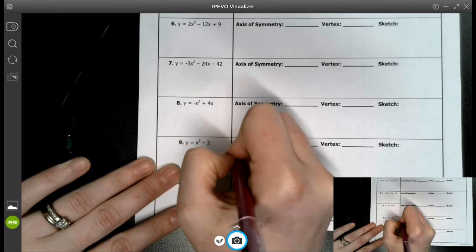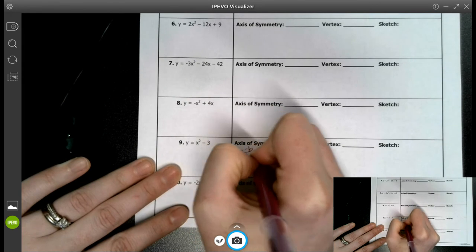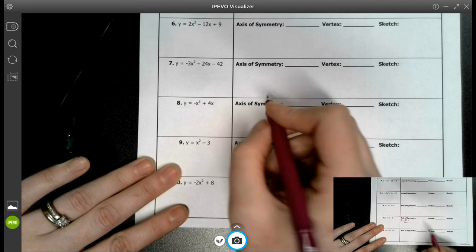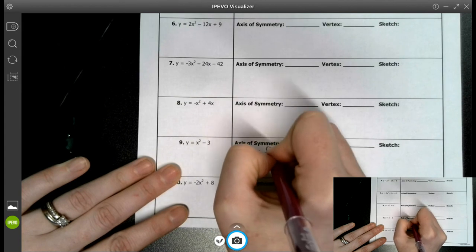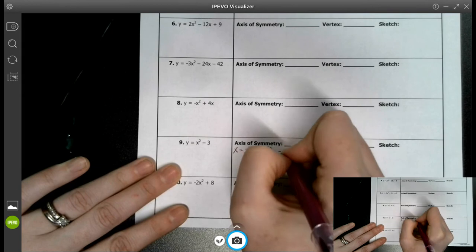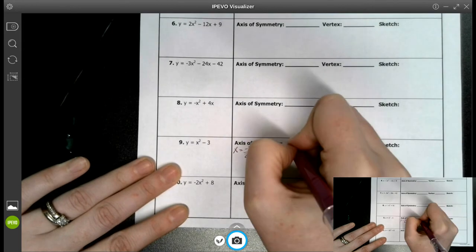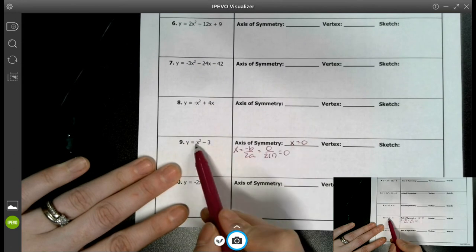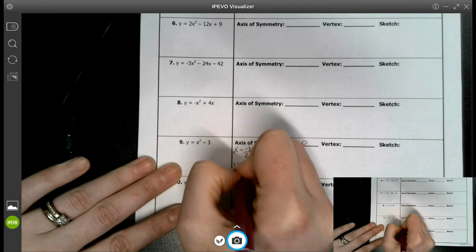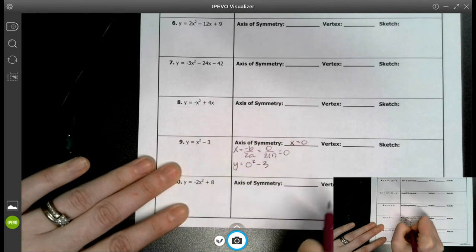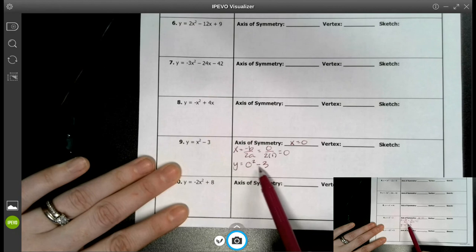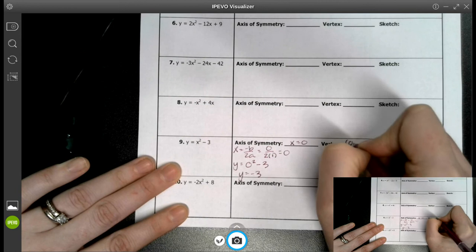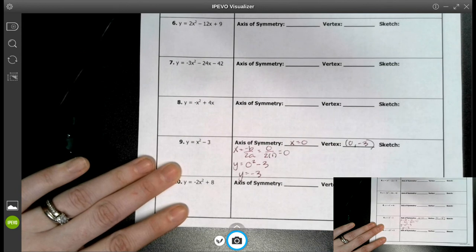So when I find my axis of symmetry, negative b over 2a, well, if my b value is not there, what number is it? It's going to be 0. So I have 0 over 2 times 1, which of course is just 0. So my axis of symmetry is x equals 0. Then I'll plug 0 in here to find my vertex, y equals 0 squared minus 3. Well, 0 squared is 0, minus 3 is negative 3. So my vertex is the point 0, negative 3.